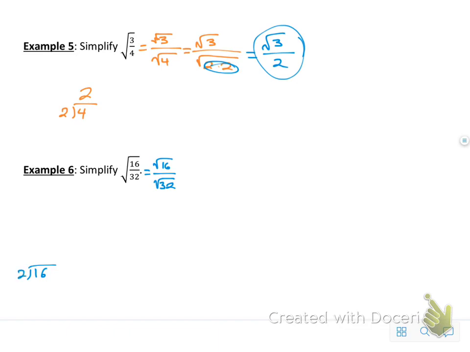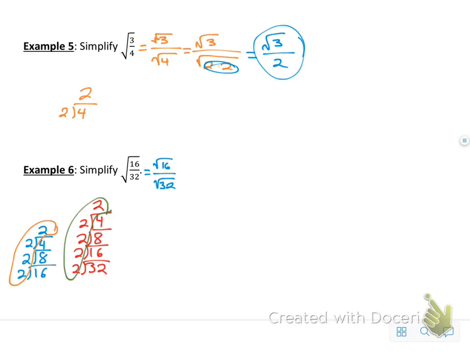Well, 16 is divisible by 2, you get 8. 8 is divisible by 2, you get 4. 4 is also divisible by 2, you get 2. So all of this is going to go on the top. But we also have that 32, so let's do that for the 32. 32 is divisible by 2, you get 16. Divisible by 2, you get 8, divisible by 2, you get 4, divisible by 2, and you get 2. So this is going to go on the bottom. So we have 4 2's on top and 5 2's on the bottom.